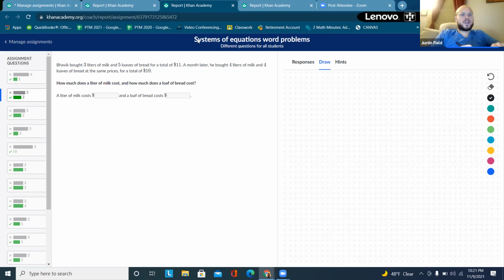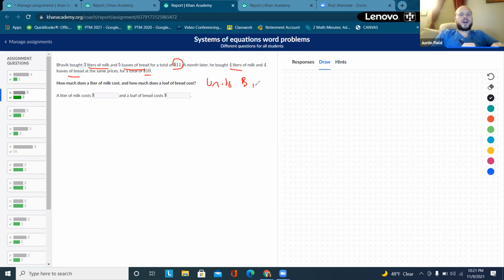Bavik bought 3 liters of milk, 5 loaves of bread, and then this is dollars. Okay. 4 liters of milk, 4 loaves of bread, $10. What are the units? We got bread, milk, dollars. So this is not too bad. And then we have month 1 and we have month 2. All right, and guess what? This kind of just goes right together.